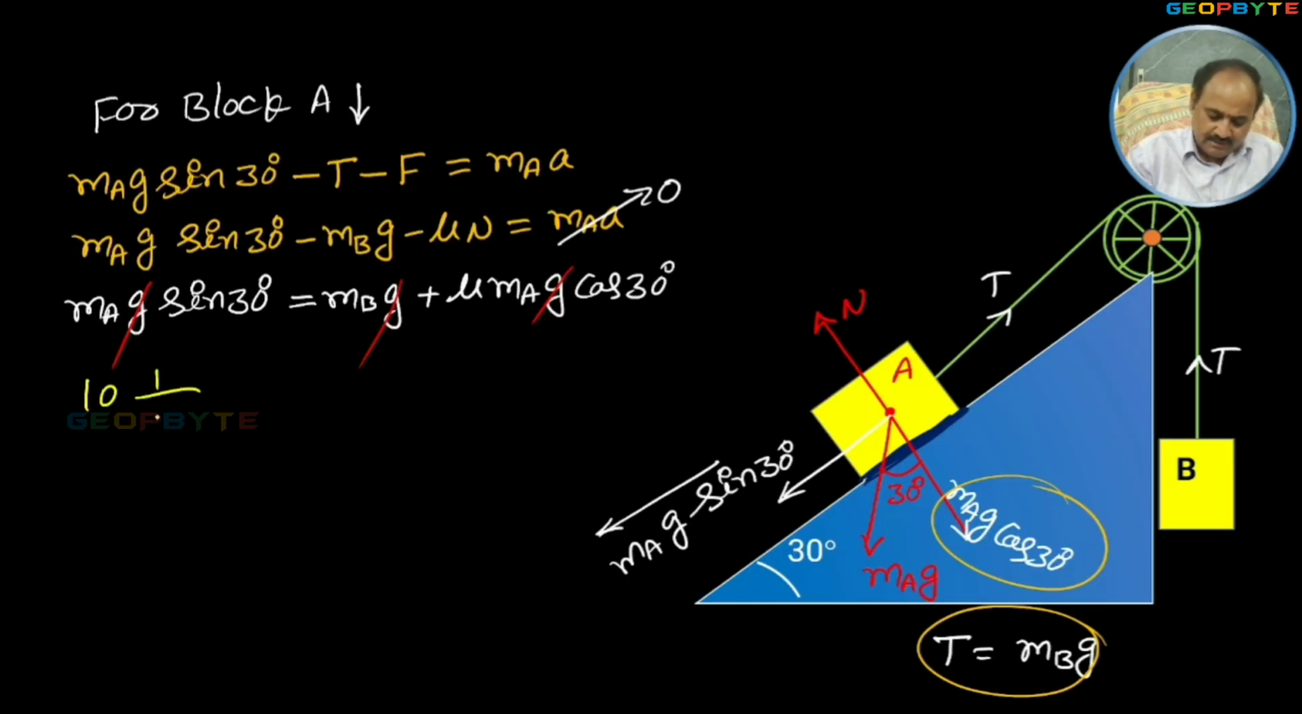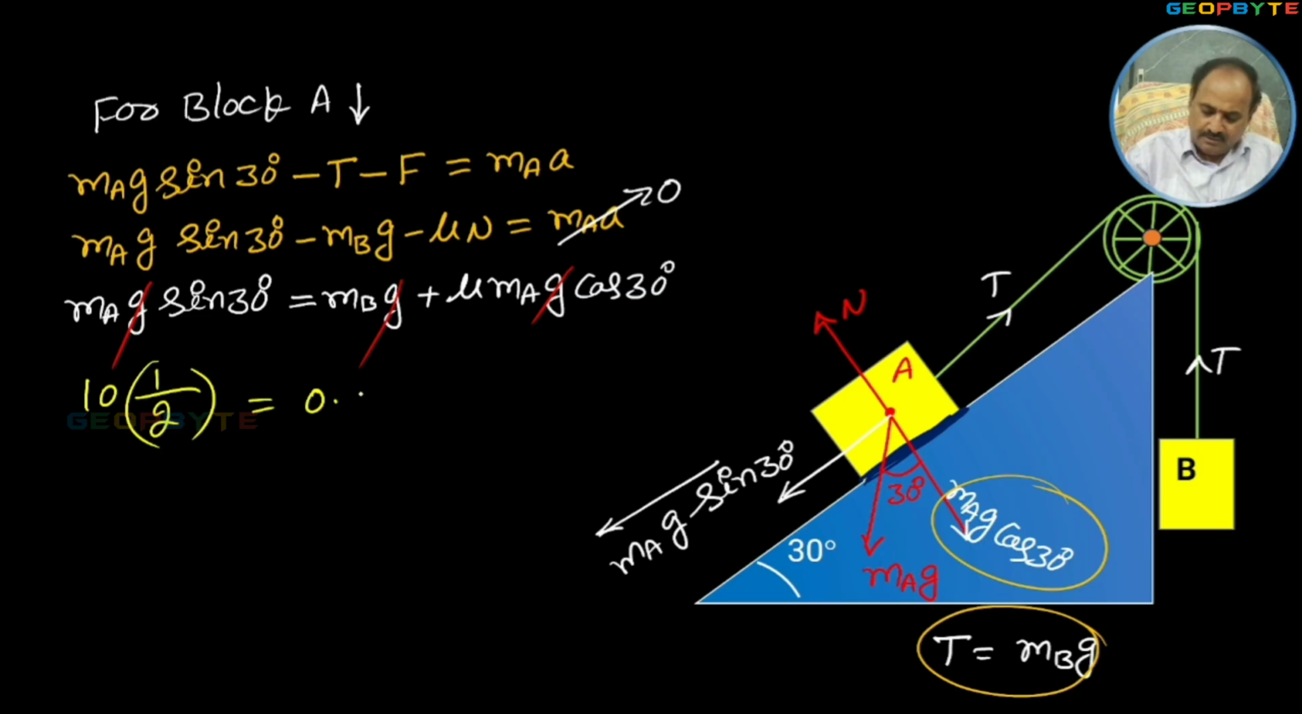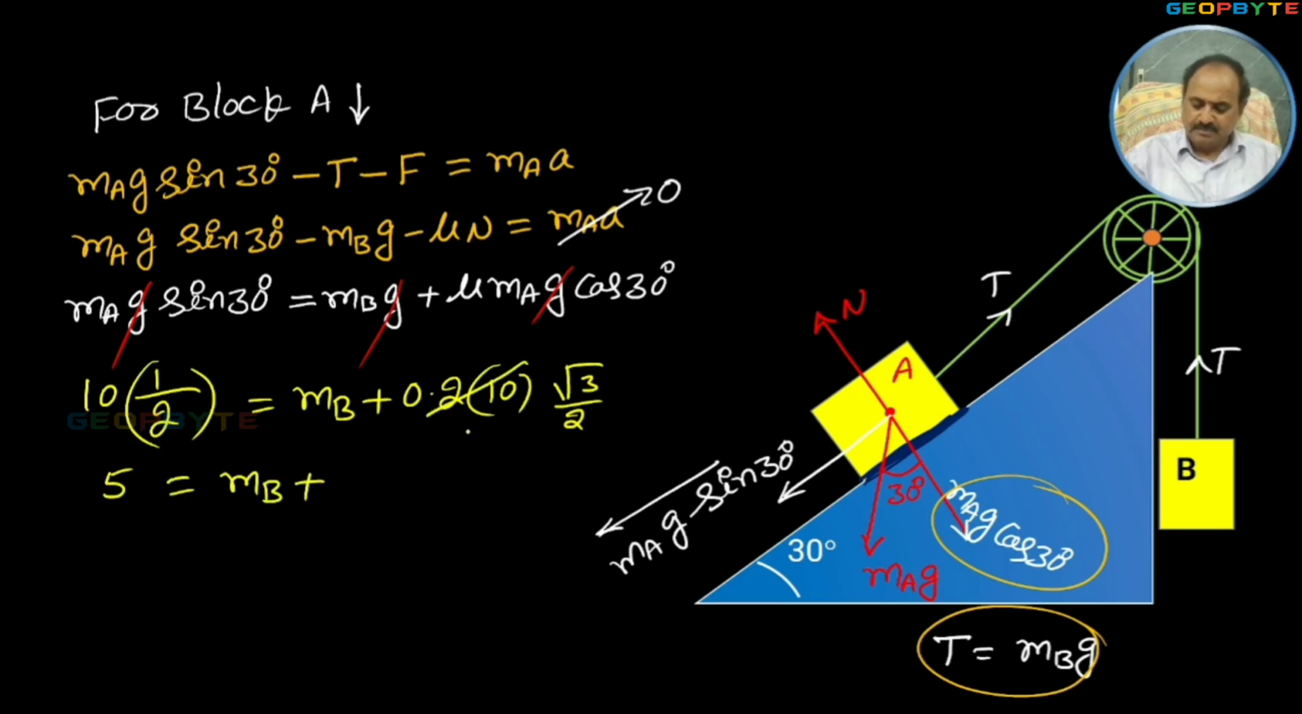10 multiplied by sin 30, which is 1 by 2, is equal to MB plus mu. Look at the coefficient of friction given, 0.2. Very careful: MB plus 0.2 into MA, 10 cos 30, root 3 by 2. So it is 5 equals MB plus, this 2 cancels, root 3. Therefore MB equals 5 minus root 3.